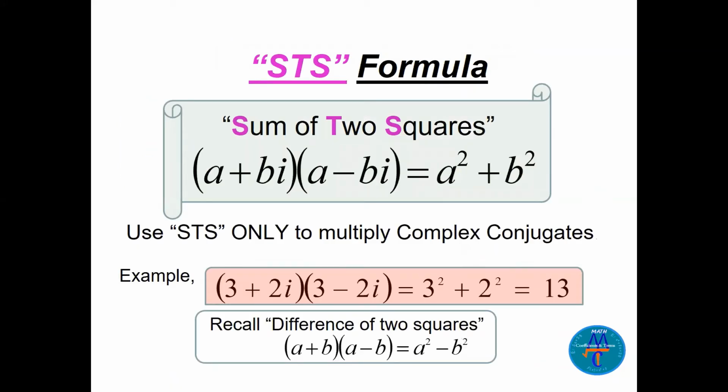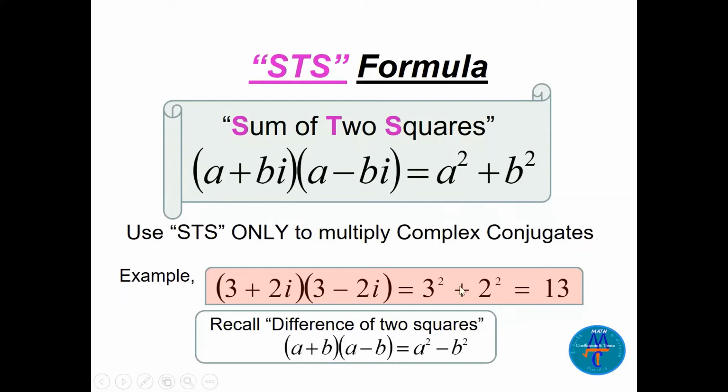STS. I found this name. It means sum of two squares, STS. There is no official name for this formula, but to make it easy for math users: a plus bi times a minus bi gives a squared. Remember here there is bi and minus bi, so it will be minus b squared i squared, which is plus here. So that's why we say sum.